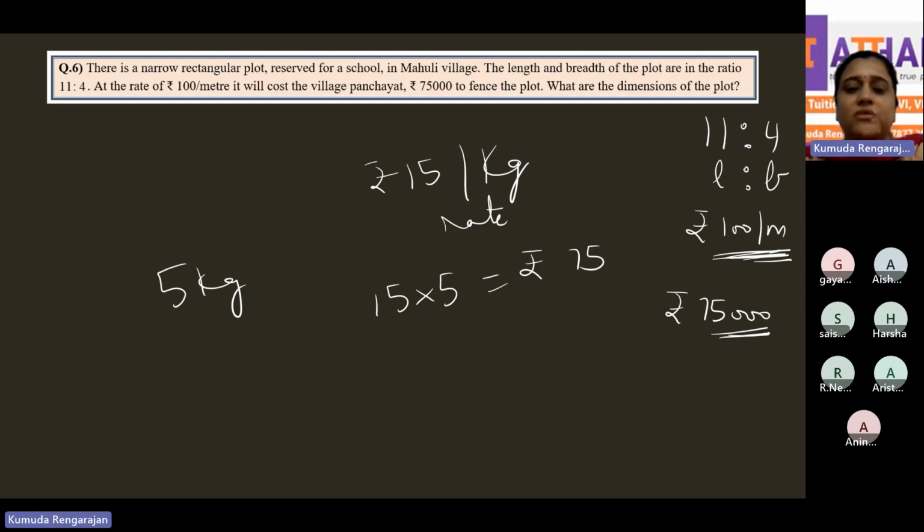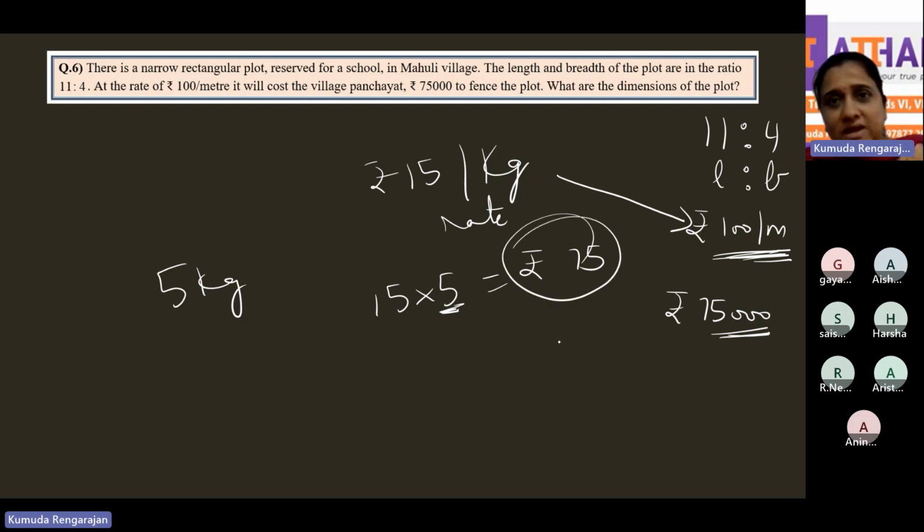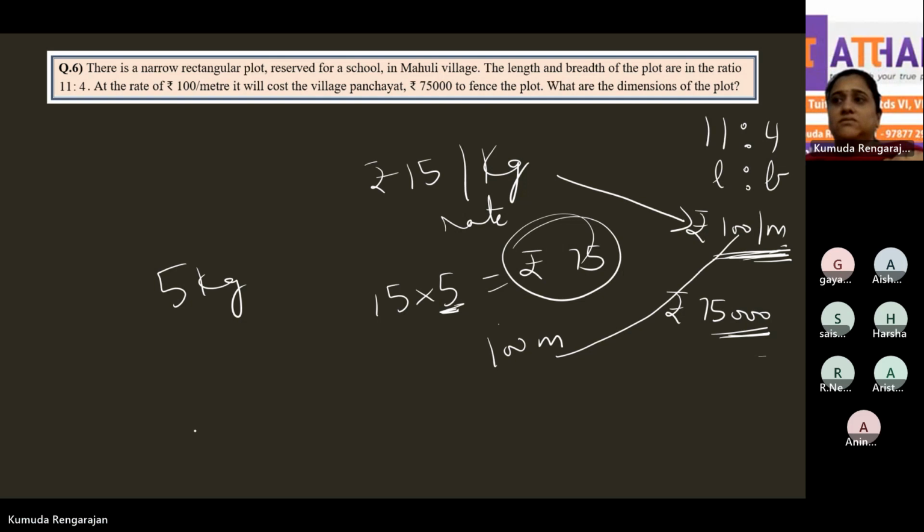Like rate 15 rupees per kg. So rupees 100 per meter. And if you buy 5 kgs, the total cost is 75 rupees. In the same way, since your perimeter is something else, like this is 1 meter, 100 rupees. Your perimeter is whatever, say 100 meters. So 100 meters will be 100 into 100, like that. Understand?